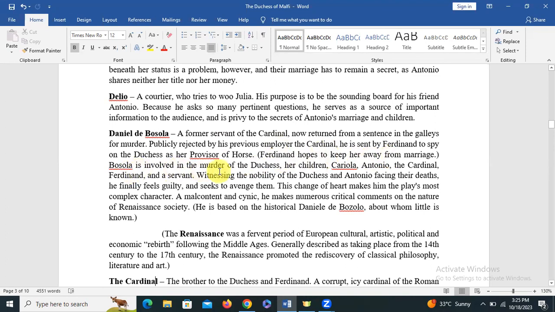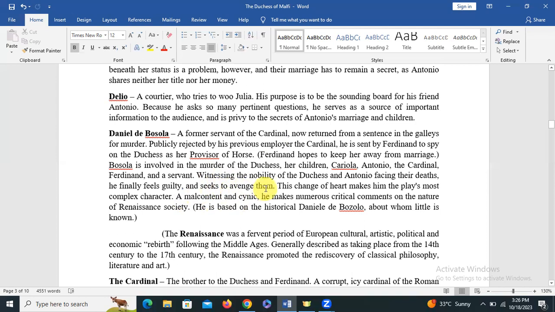Bosola is involved in the murder of the Duchess, her children, Cariola, Antonio, the Cardinal, Ferdinand, and a servant. Witnessing the nobility of the Duchess and Antonio facing their deaths, he finally feels guilty and seeks to avenge them. As I told you in the last lecture, when Bosola kills the Duchess, he then repented and was feeling guilty, and wanted to take revenge for the Duchess from her brothers.